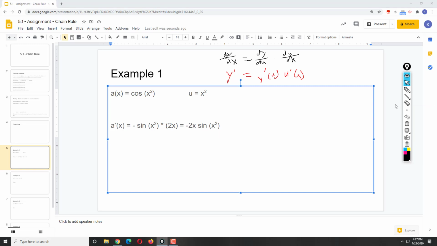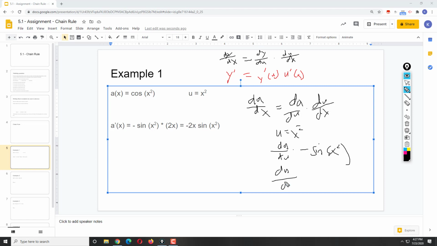In terms of the first notation here, what we're really doing is, well, instead of using dy over dx, we can do dA. We're really doing dA over dx is dA over du times du over dx, while u is x squared. dA over du is the negative sine x squared, and du over dx is 2x. Okay.